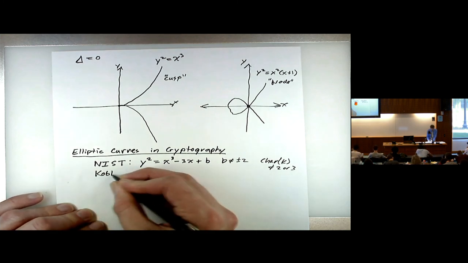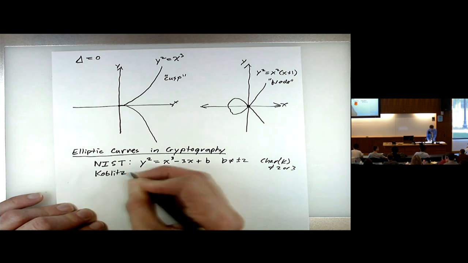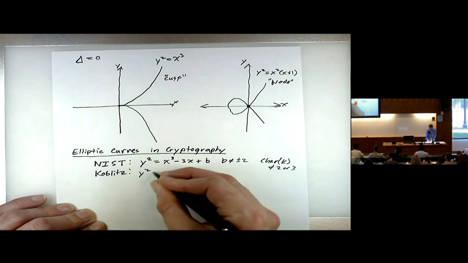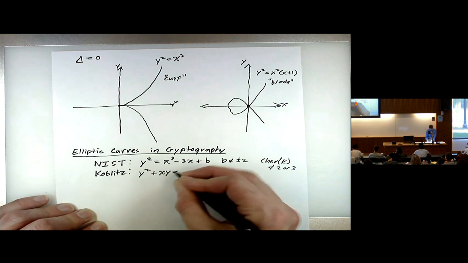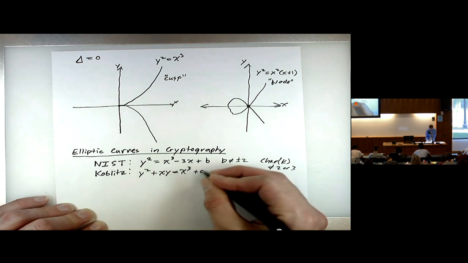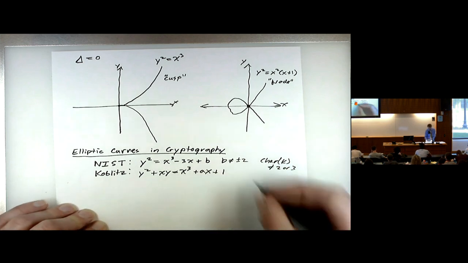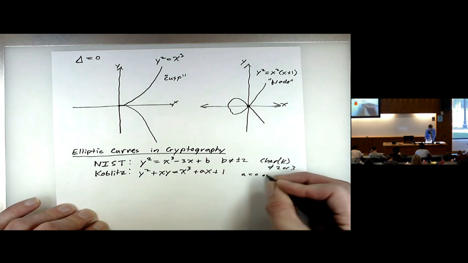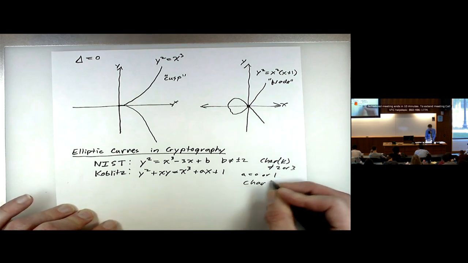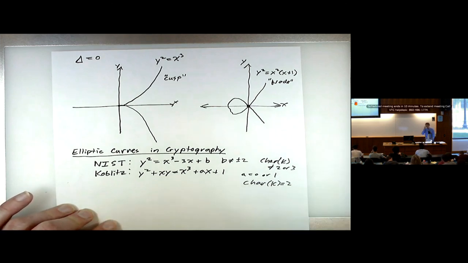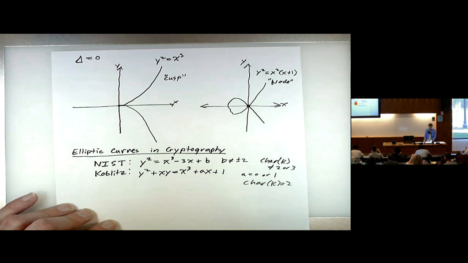Next, and much more interesting, are Koblitz curves. y squared plus xy equals x cubed plus ax squared plus 1, a equals 0 or 1, but this is specifically in characteristic 2. So you're looking at some field that has a power of 2 as the number of elements. And these curves are, I would say, without doubt, safer than these curves. Whether they are as safe as can be, I would say, is an open question.